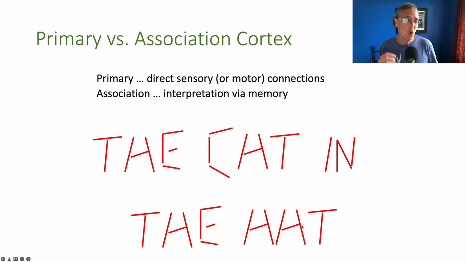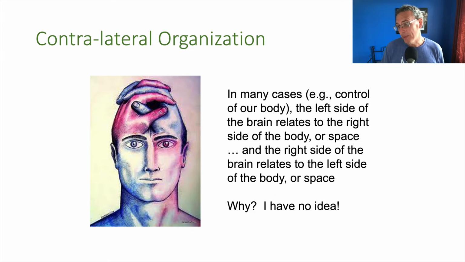Okay, so the core point here is there's the raw input that comes in, and then there's the part of the brain that's almost immediately, as we're getting that input, trying to recognize what it is. That's the association cortex. And you're going to see in a couple situations that if you have damage to one or the other, you see very different sorts of symptomology. Okay, so let's keep that in mind. Let's also keep this in mind.